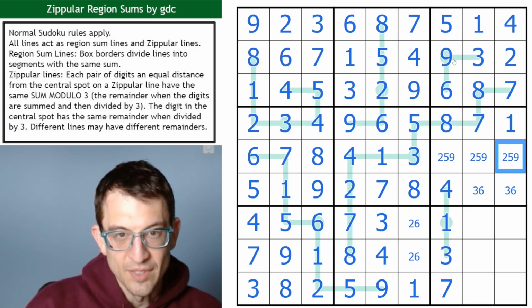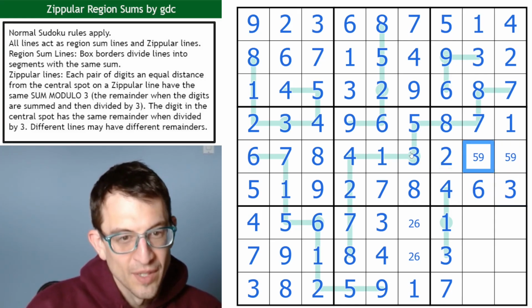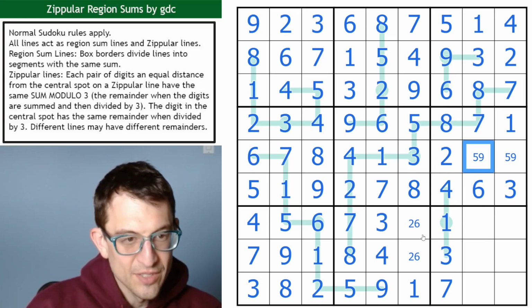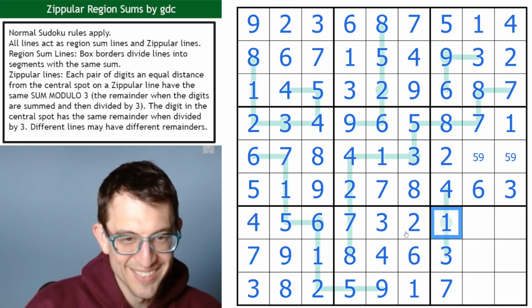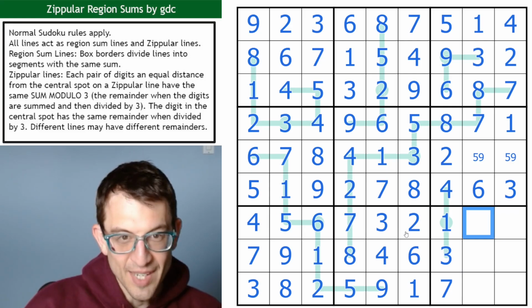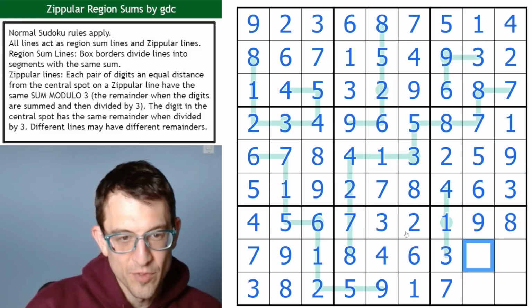Let's see, that's not 2. That's not 3. That's not 9 or 5, so that's 2. I get 6 telling me 2, 6. This is an 8, 9 pair. And then we have 2, 5 and 4, 6.